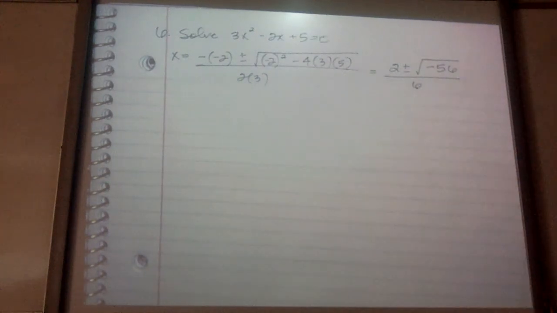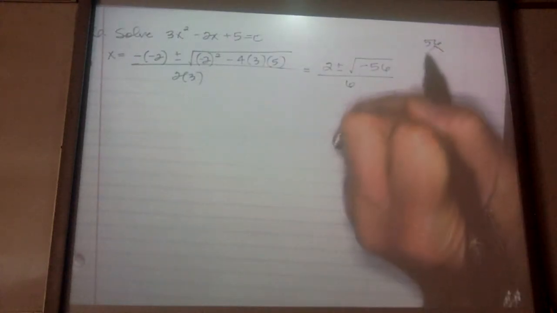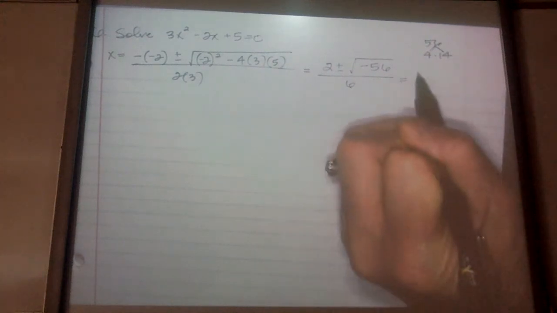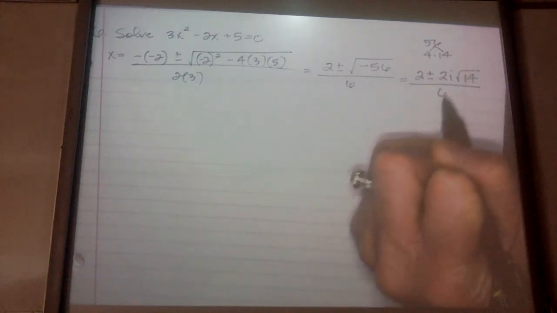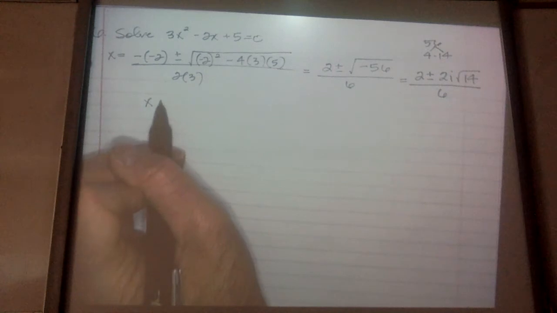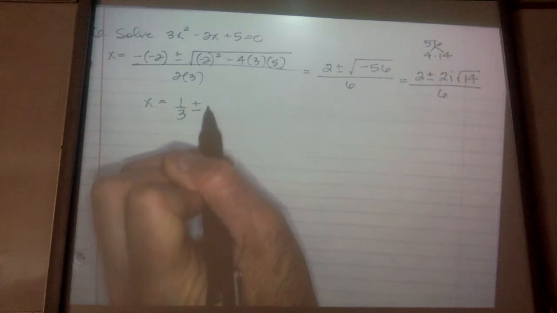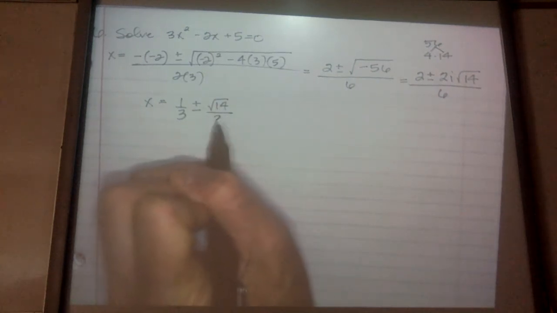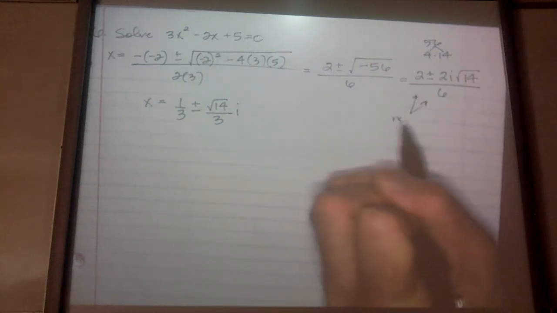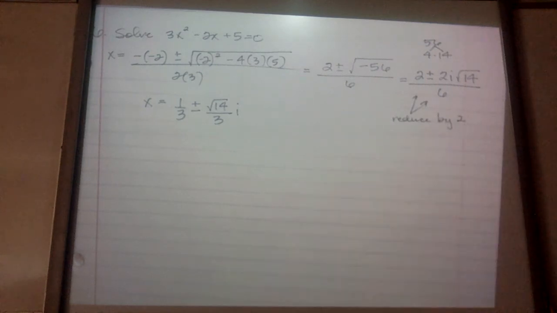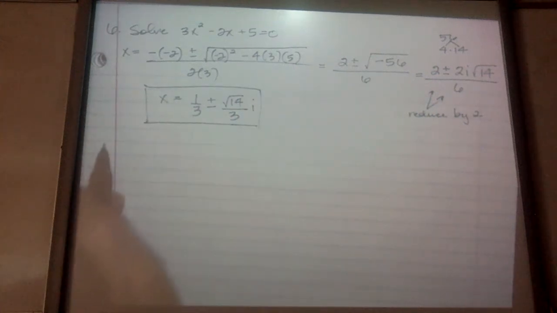And then I'm going to simplify that. So 56 is 4 times 14. So that would give me 2 plus or minus 2i root 14 all over 6. And then I'm going to reduce. So x equals 1/3 plus or minus. They wrote it two ways, root 14 over 3i. So I have to reduce by 2. And this is my final answer. So one more and then we'll be done.